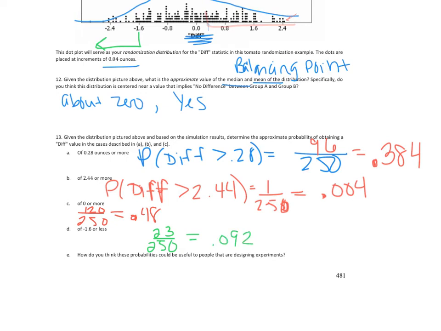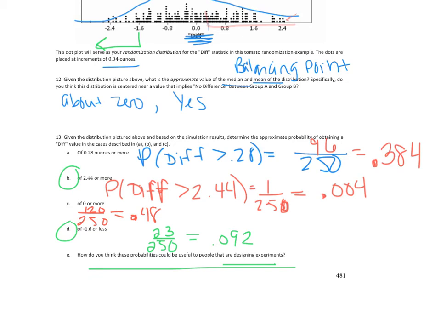So the ones that we want to really look out for are the low ones. B and D are pretty low. Those are the ones that we can kind of say, there's some kind of statistical significance maybe in the difference. And that's how these probabilities can help you in determining whether or not an experiment's treatment is working really well.